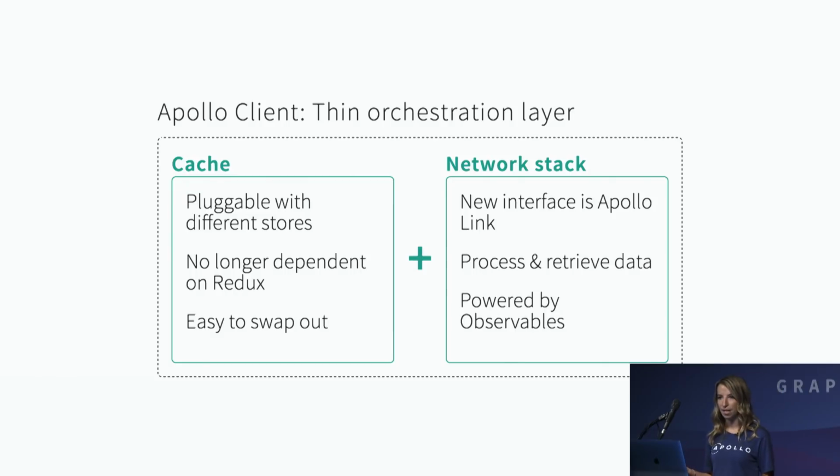Our new interface for customizing the network stack is Apollo Link. It's a super powerful way to hook into the request cycle at any point to process or retrieve your data. It's also powered by observables instead of promises, so you're no longer tied to returning a single value. And then wrapping that all together on the top level, you have Apollo Client, which is just a thin orchestration layer between the network stack and the cache.